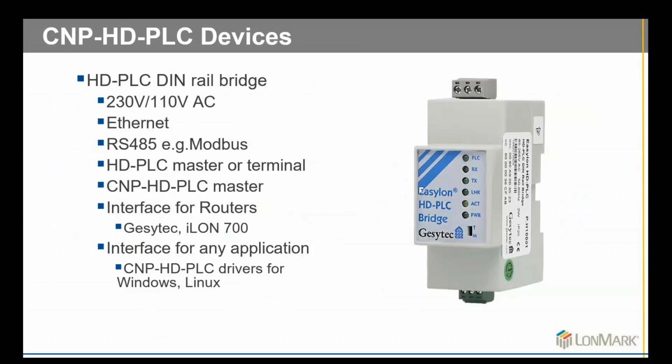You find devices already. That's our first HD-PLC device. We made a simple HD-PLC Ethernet bridge, including RS485, which can be mounted on the DIN rail. It is dedicated to be used at first generically for Ethernet on HD-PLC, for RS485, for instance, with Modbus on HD-PLC. It acts additionally as LON HD-PLC master. We use it as an interface for our LON router. We are working with Echelon to get that as an interface for the i.LON 700 to make that the HD-PLC interface for that device. And you can use it for any application.